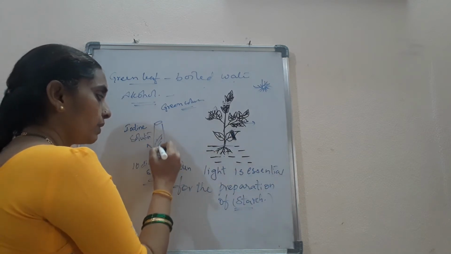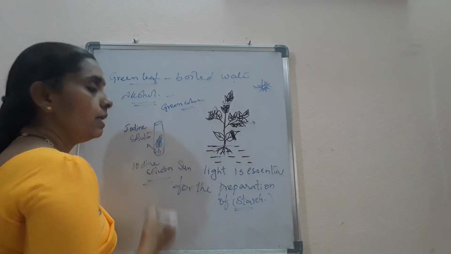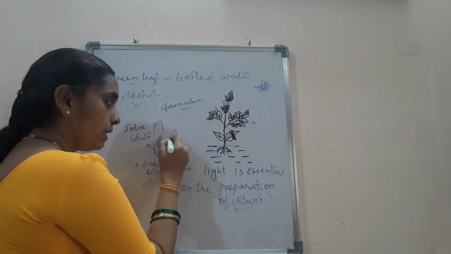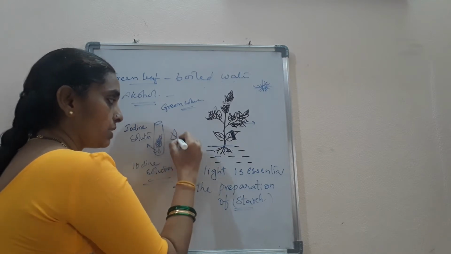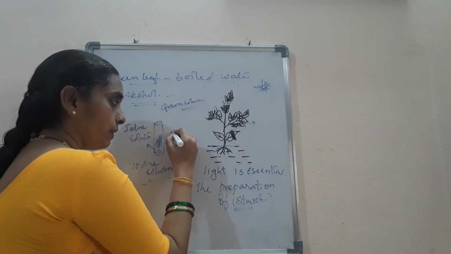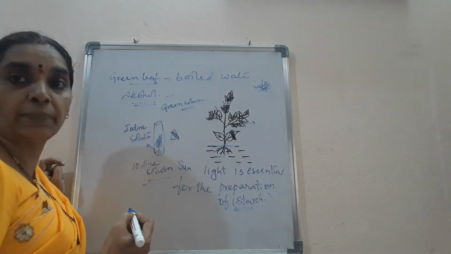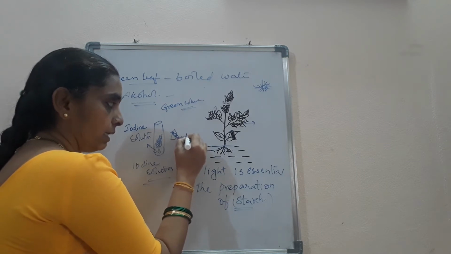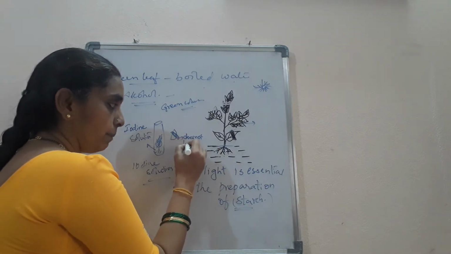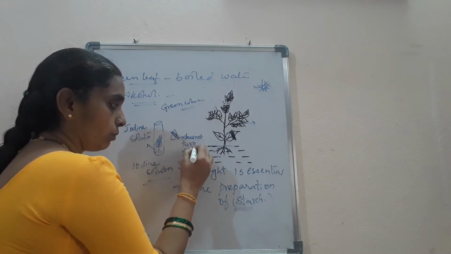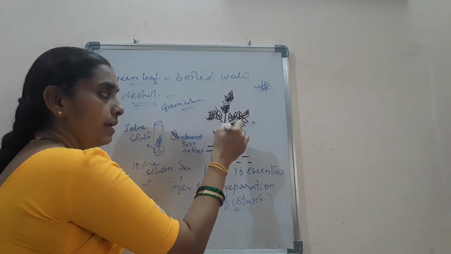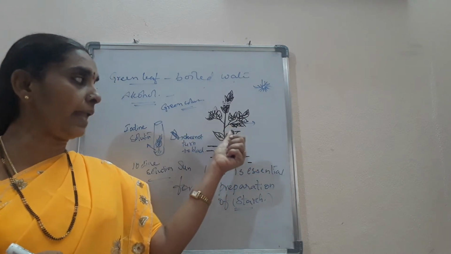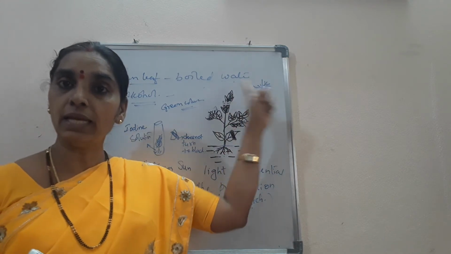Then you put the leaf in the iodine solution. After some time you can see a change in the color of the leaf. The part that was covered with the black paper does not turn black. Why is it so? Because it does not receive the sunlight. The portion of the leaf covered with the black paper does not receive the sunlight.